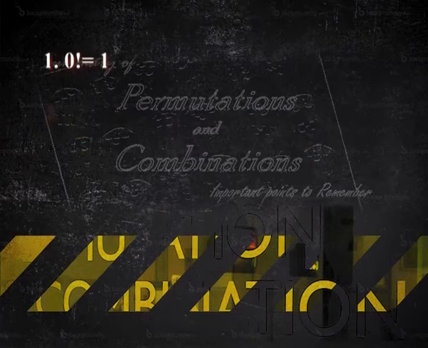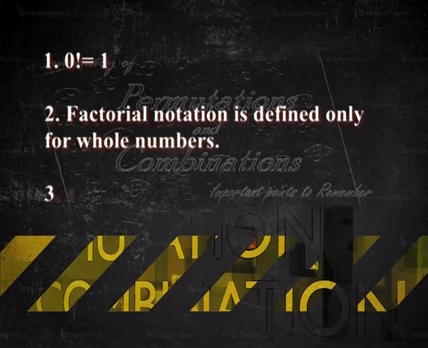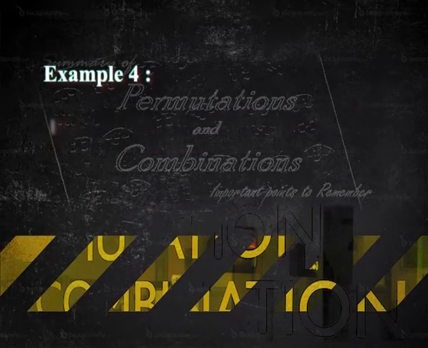The first property is that 0 factorial is always equal to 1. The second property says that factorial notation is defined only for whole numbers. The third property says that the factorial of a negative integer is not defined. Now let's take an example, example number 4.